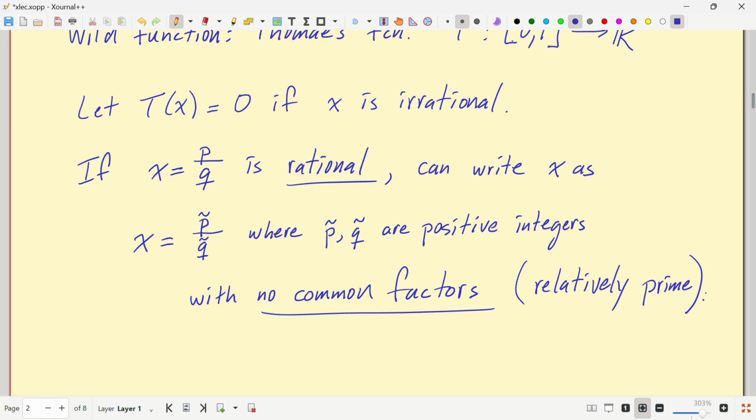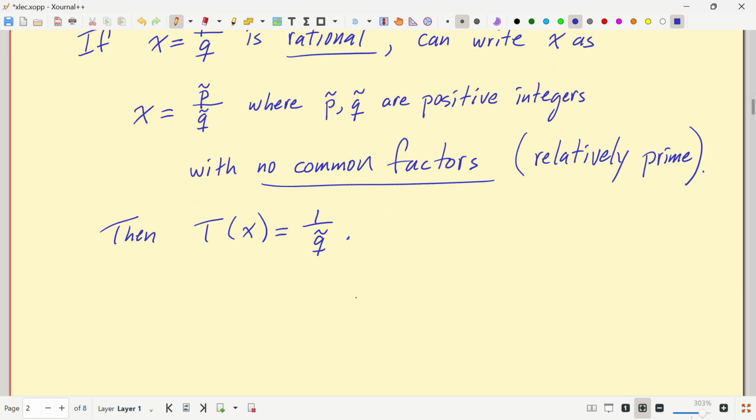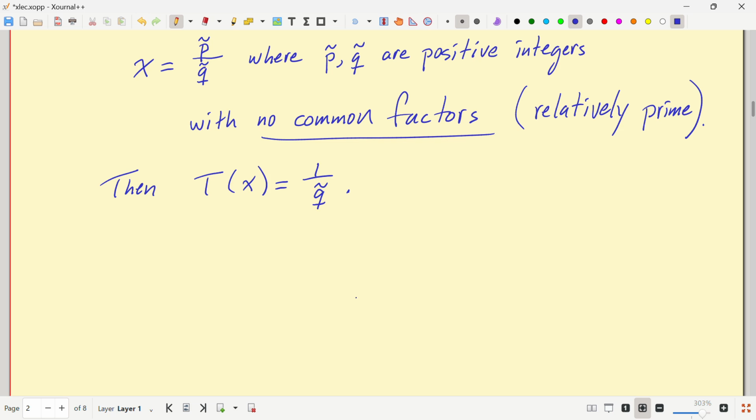Okay. Then the Thomae function t of x is equal to 1 over q twiddle. Those p's and q's are uniquely determined, because there's only one way to express them as p over q with no common factors. And a mind-blowing thing is that this function is continuous at every irrational number.